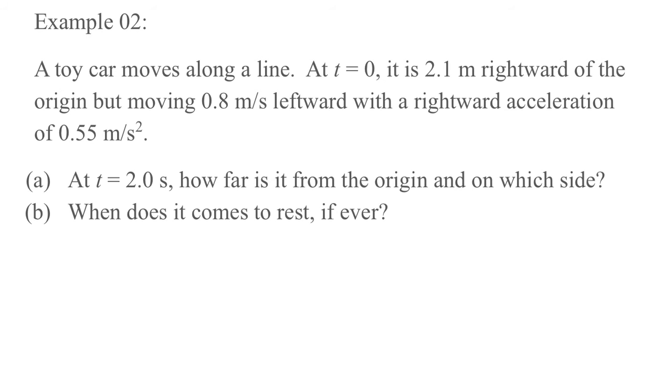Example number 2. A toy car moves along a line. At t equals 0, it is 2.1 meters rightward of the origin, but moving 0.8 meters per second leftward with a rightward acceleration of 0.55 meters per second squared. Part A says at t equals 2 seconds, how far is it from the origin and on which side of the origin? And B, when does it come to rest, if ever?